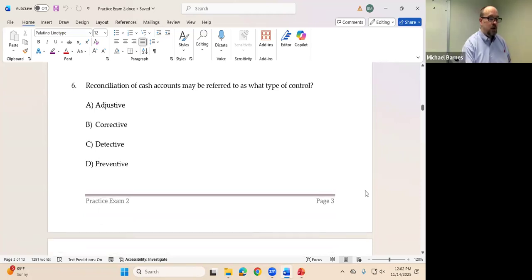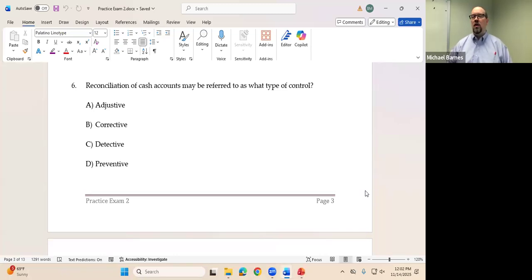Reconciliation of cash accounts may be referred to as what type of cash control? Okay, so this is going to be the different types of controls. Adjustive controls isn't a thing. That's one thing I threw on there. I thought about doing all of the above, but that would not make any sense. So I decided to throw in there just to make sure you know. Sounds like a good control, though. Is it corrective, detective, or preventive?